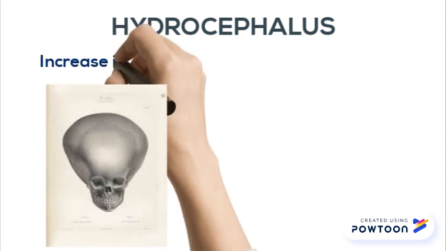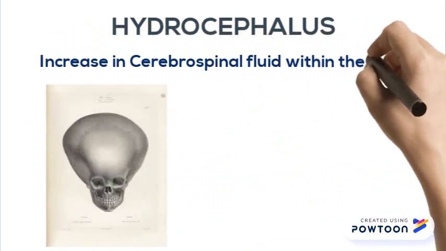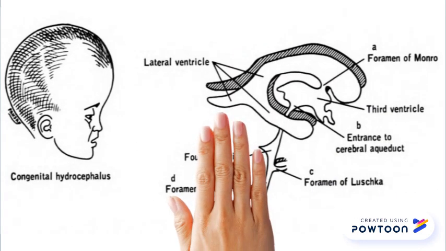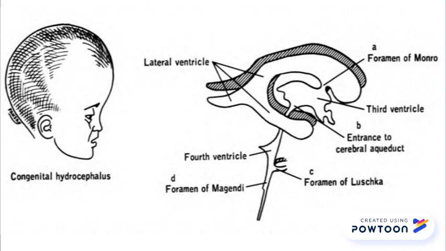So, hydrocephalus is defined as an increase in the cerebrospinal fluid within the brain ventricles. To understand hydrocephalus, first understand the mechanism of CSF production. The CSF is produced through the choroid plexus in the lateral ventricle especially.